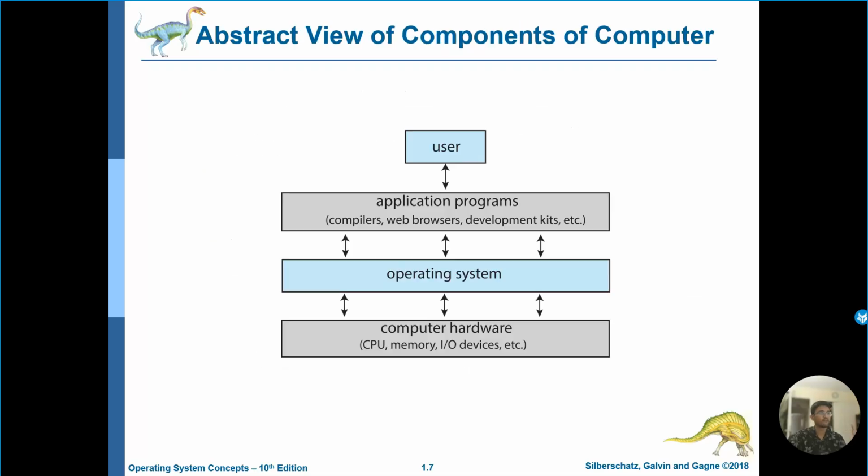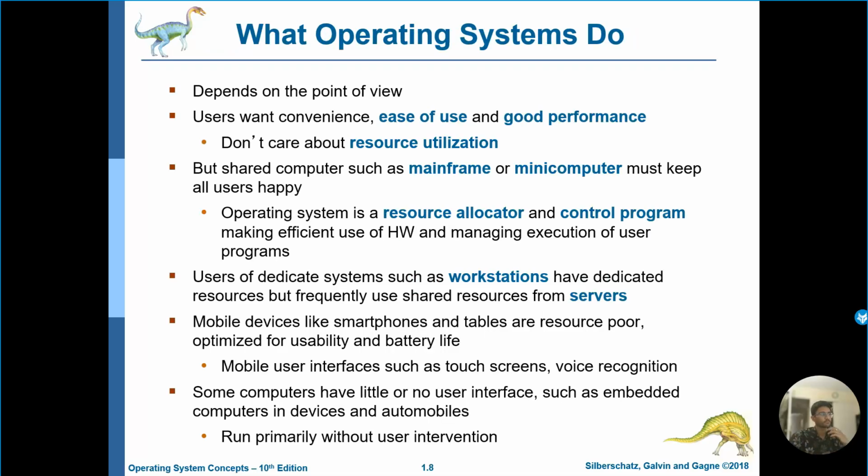Next, looking at a view. As you can see, the main point of this diagram is to show you that the operating system is that middle layer between the application programs and the computer hardware. So what do they do? There's a couple of views to see: a system view and a user view of what an operating system does. The operating system helps, just to remind us, with ease of use and good performance.